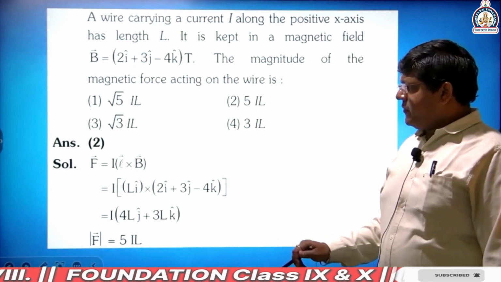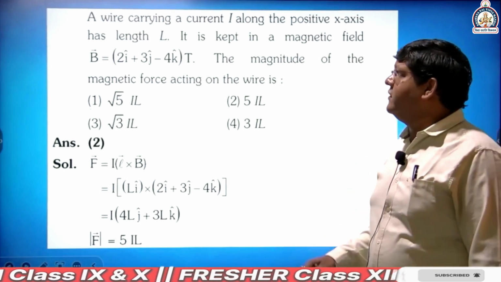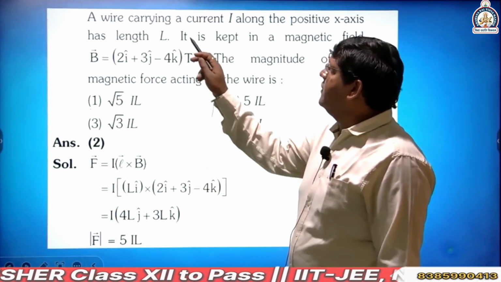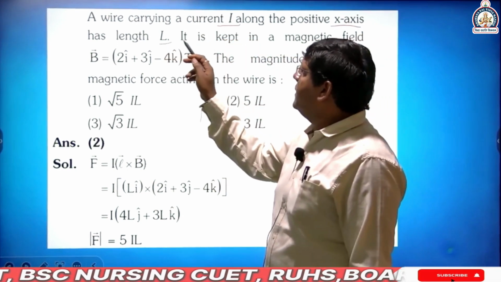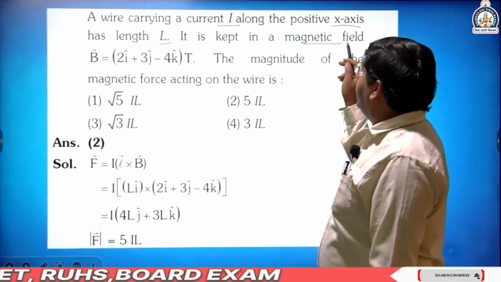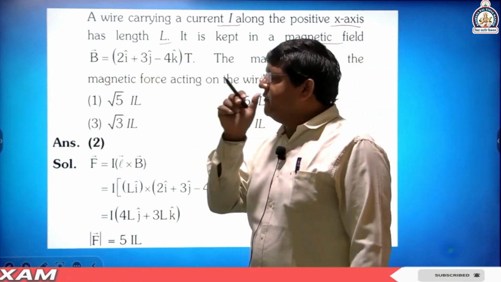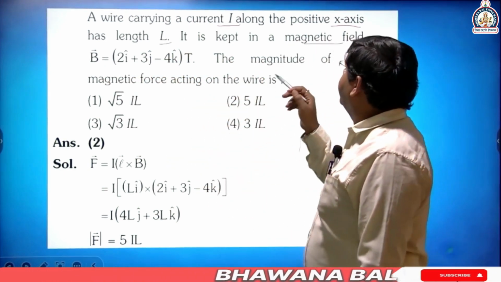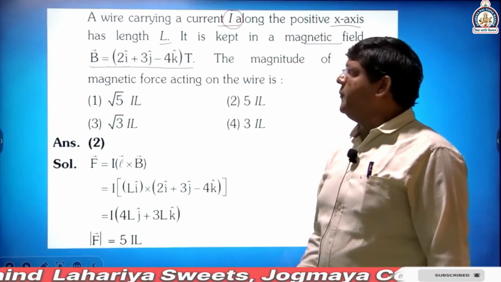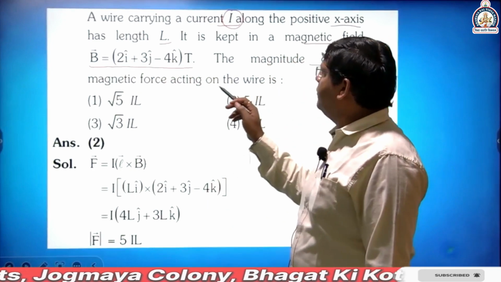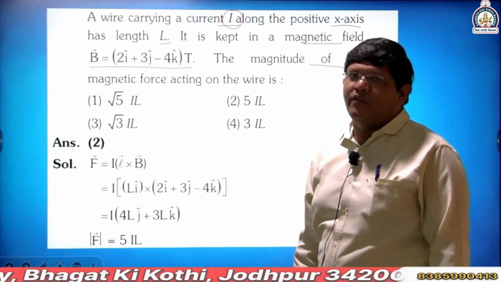Now, moving to the next part, this is related to magnetic field questions. A wire carrying current I along the positive x-axis has a length capital L. It is kept in the magnetic field given here. We are provided with this wire having a current of I, and it is put in a magnetic field of this value. We have to calculate the magnitude of the force.